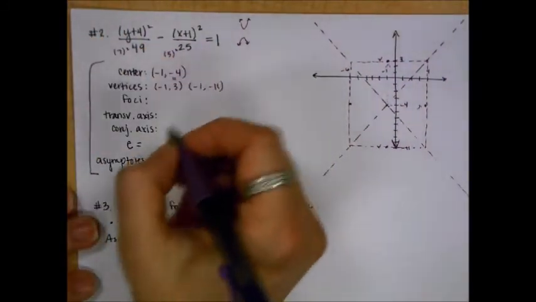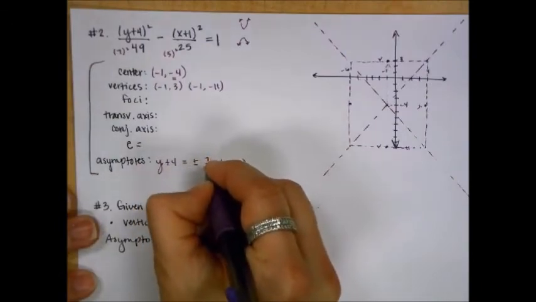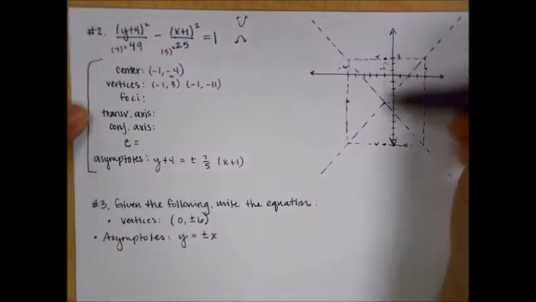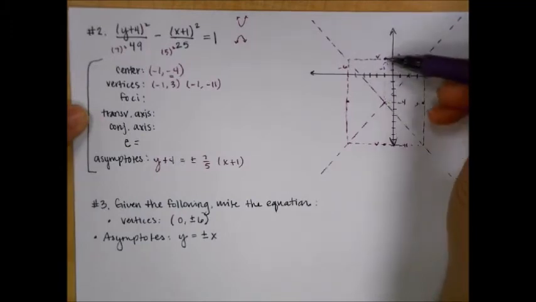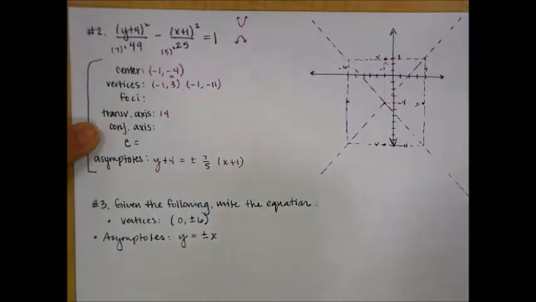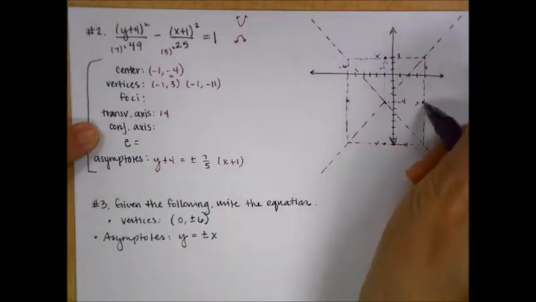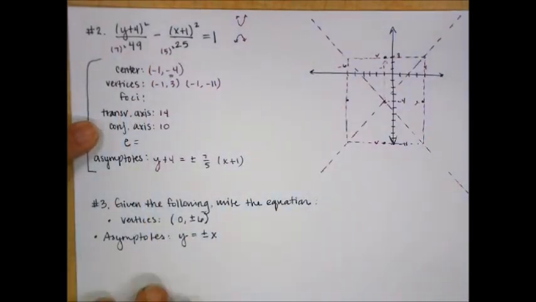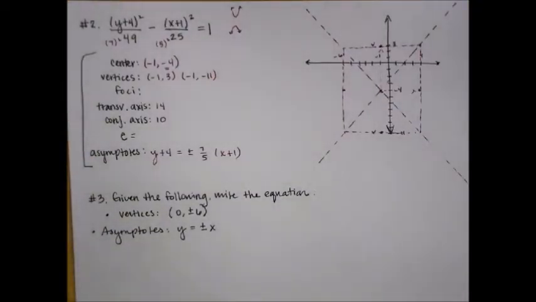The length of the transverse axis, so vertex to vertex, so that's 7 up and 7 down, is a total length of 14. The conjugate axis, left and right, so we went 5 left and 5 right, for a total length of 10. So in the two examples I've done, the transverse axis has been the longer axis, but just keep in mind it doesn't have to be.